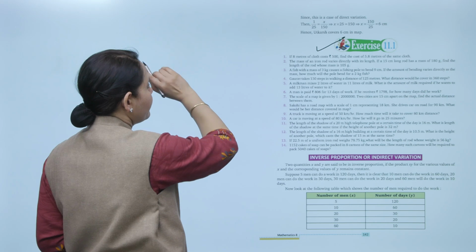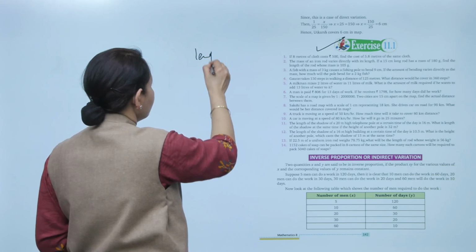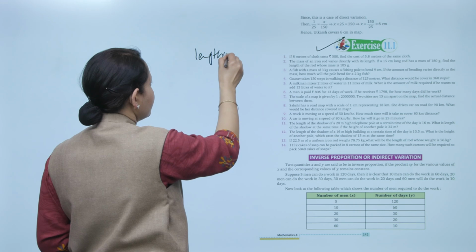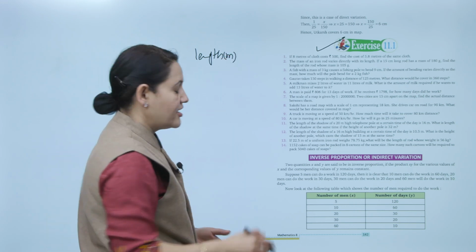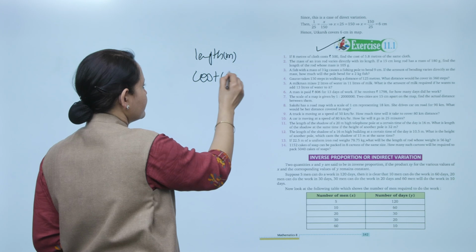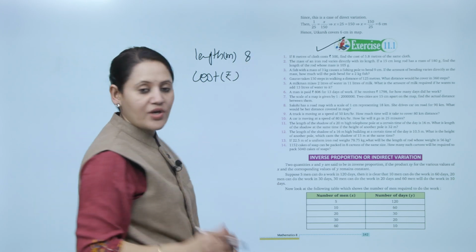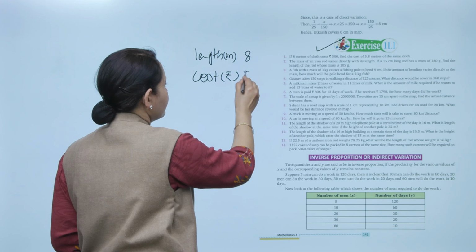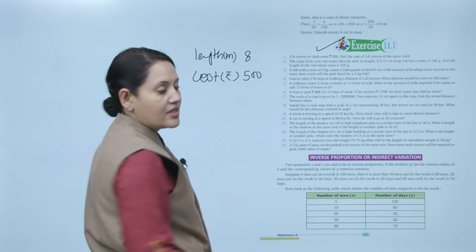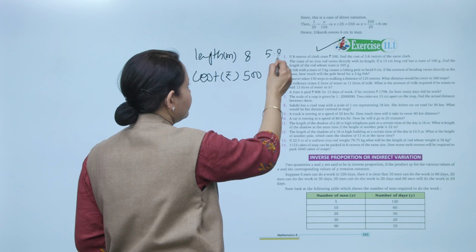So here, length in meter, that is given, and here the cost in rupees. So 8 meter, then cost is what? 500 rupees. Now the length is 5.8 meter.